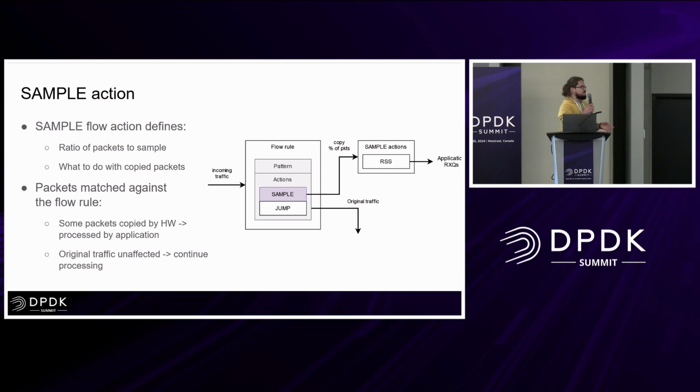So in this example where we have the flow rule with some pattern, we have an action called sample, and this will copy some percentage of packets and execute RSS on them, so they will go to the application, where the application can take a look at these debug packets. The original traffic will execute the rest of the actions, in this case jump, which moves the processing in the hardware from one flow group to another.